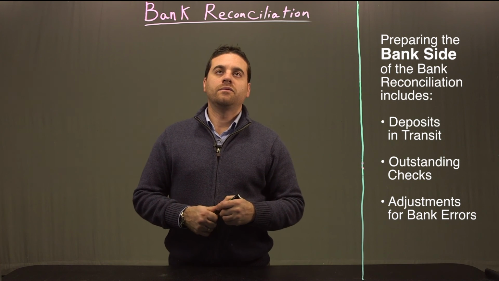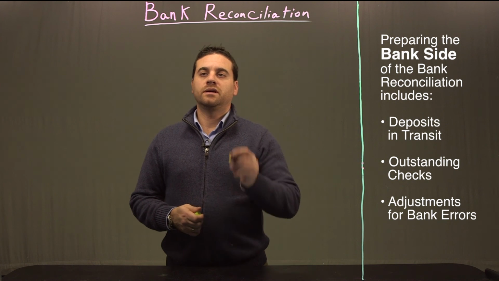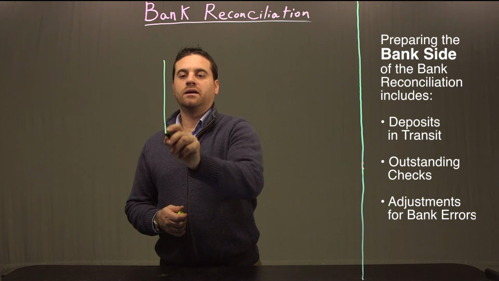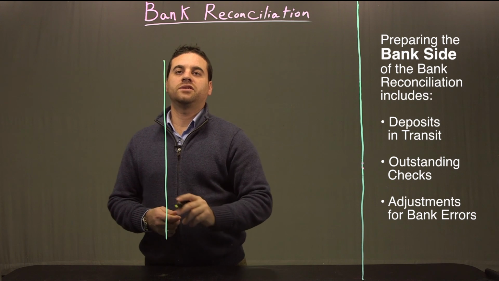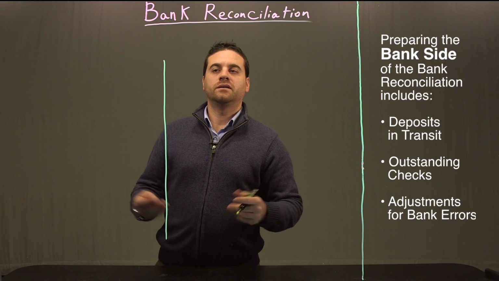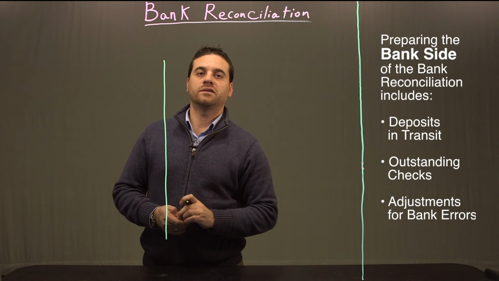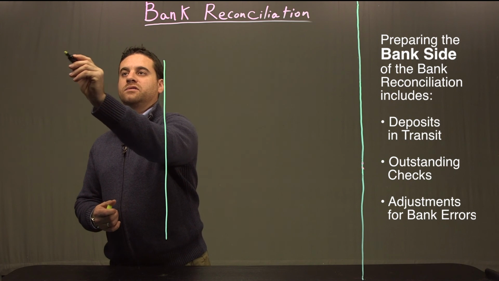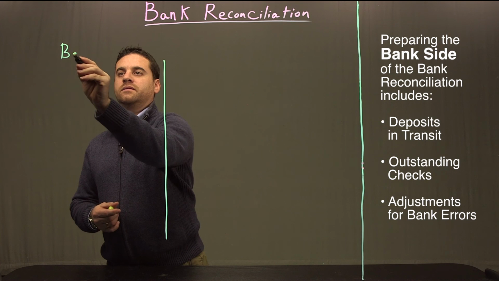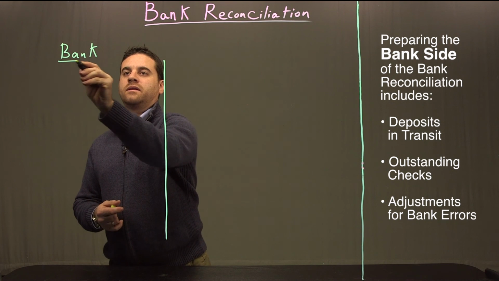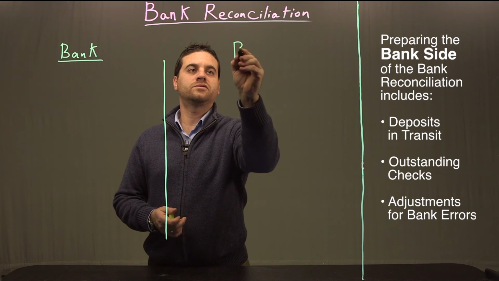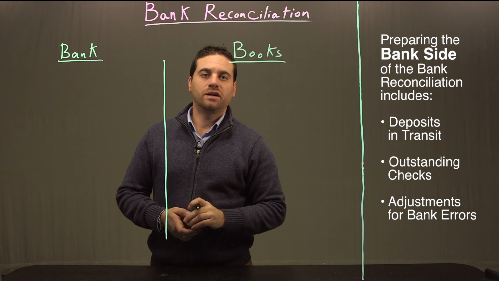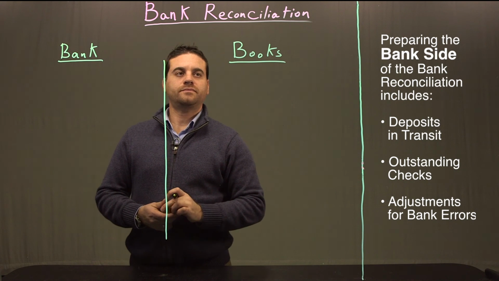Okay, so the first thing we're gonna do is draw a line. I'm gonna try to make it as much as possible the same as a typical bank reconciliation that companies do. So on the left side, I will say bank. And on the right side, I will say books, which means the cash balance in our books.